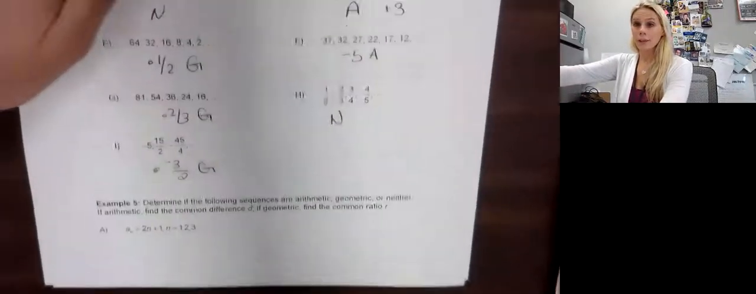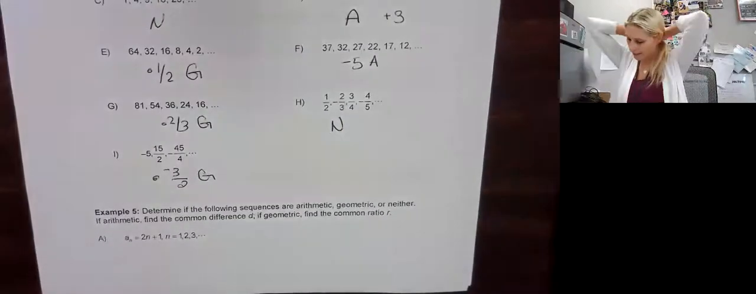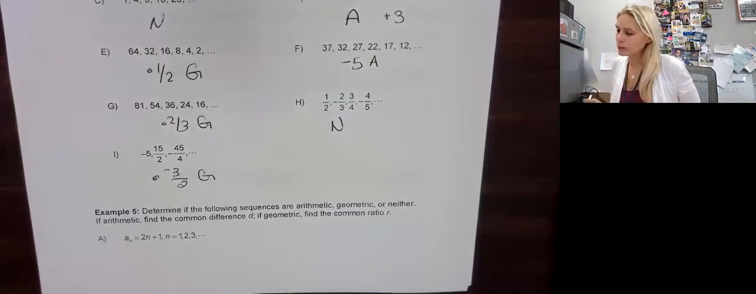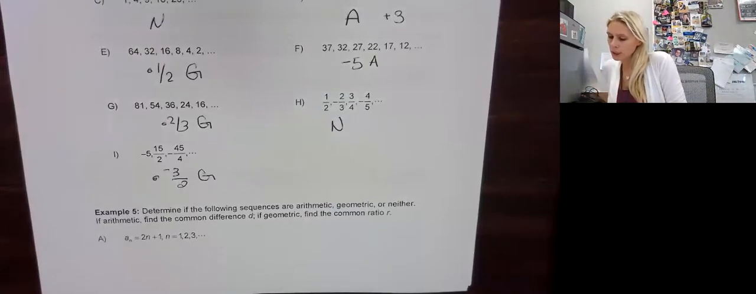Hopefully that sounded familiar. All right, example 5. Determine if the following sequences are arithmetic, geometric, or neither. If arithmetic, find the common difference. If geometric, find the common ratio.